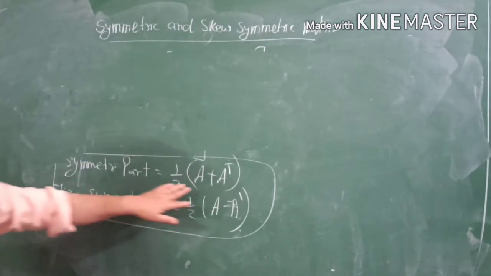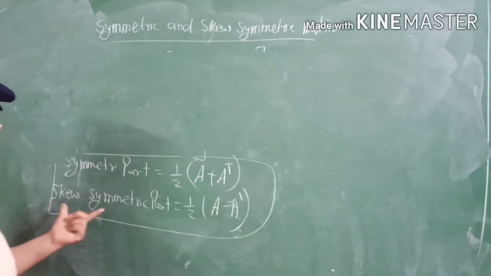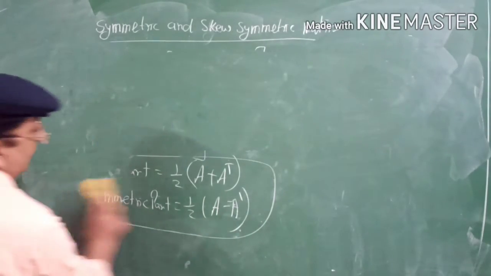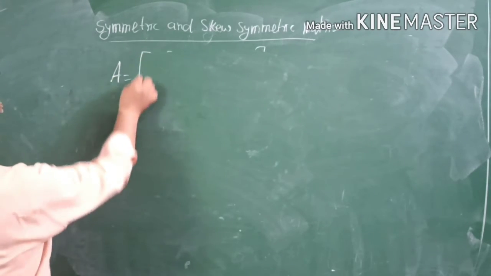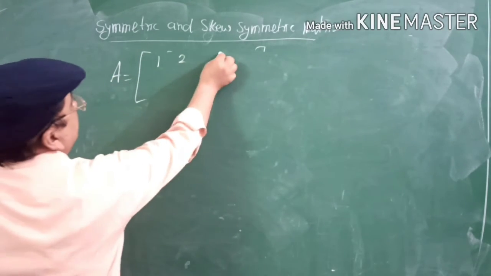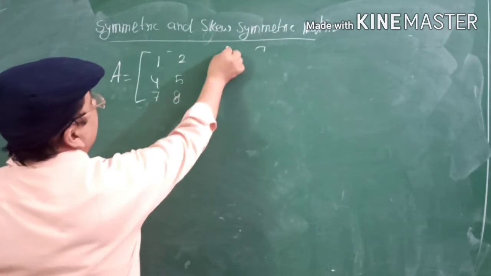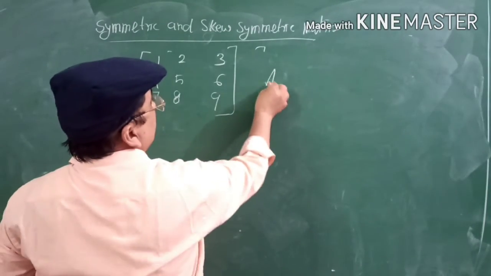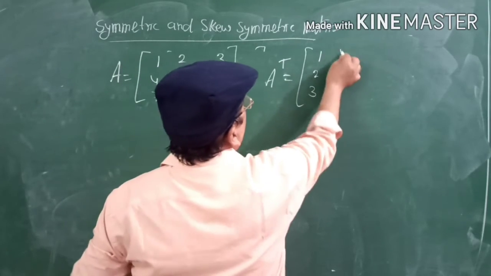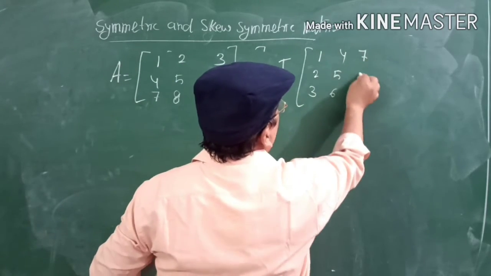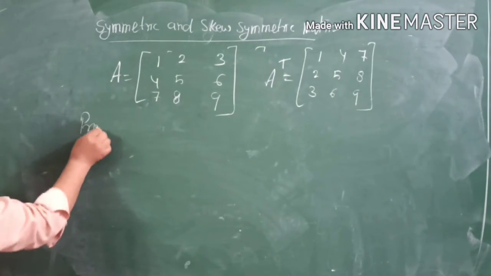Now see, symmetric part is this and skew-symmetric part is this. Symmetric part means 1 by 2 (A plus AT), and 1 by 2 (A minus AT) is known as the skew-symmetric part. And we can write any matrix. Suppose I am writing any matrix A, where 1, 2, 3, 4, 5, 6, 7, 8, 9 I have written. Now AT equals 1, 4, 7, 2, 5, 8, 3, 6, 9. And we have to prove that. This is the question.